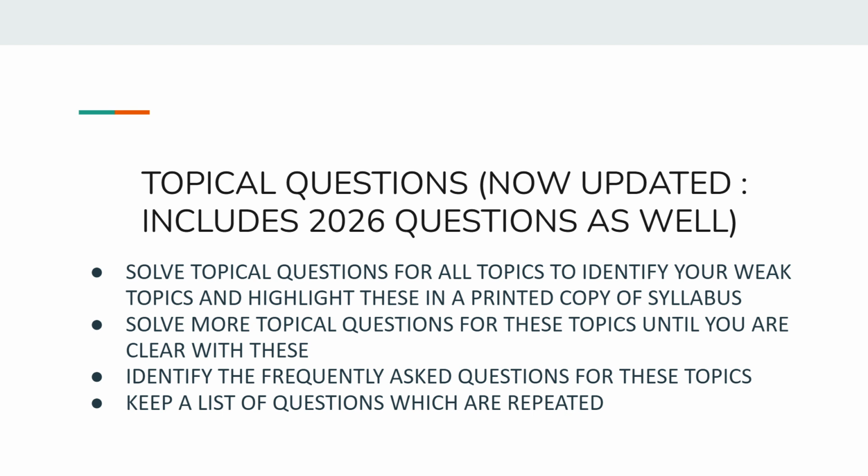Step 2. Print out a copy of the official syllabus. As you solve, highlight the subtopics where you consistently lose marks. Don't move on until those highlighted sections are clear. Solve extra topicals for your weak areas until you can get them right 3 times in a row.